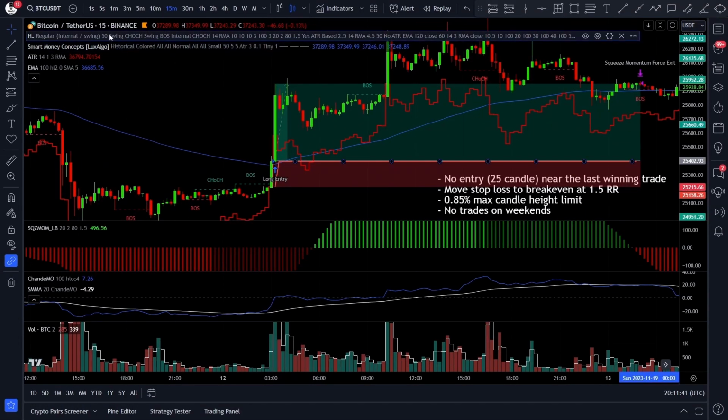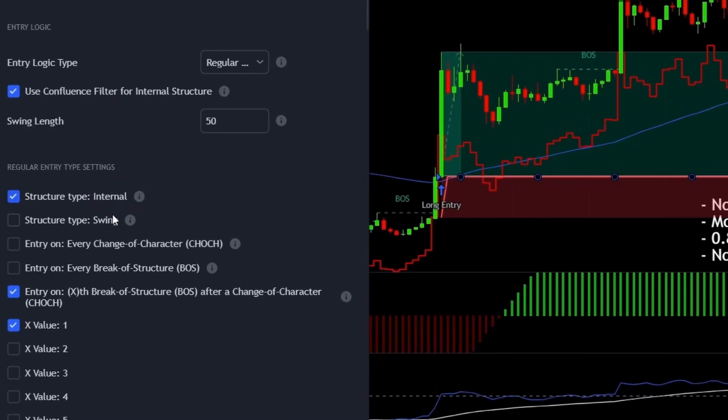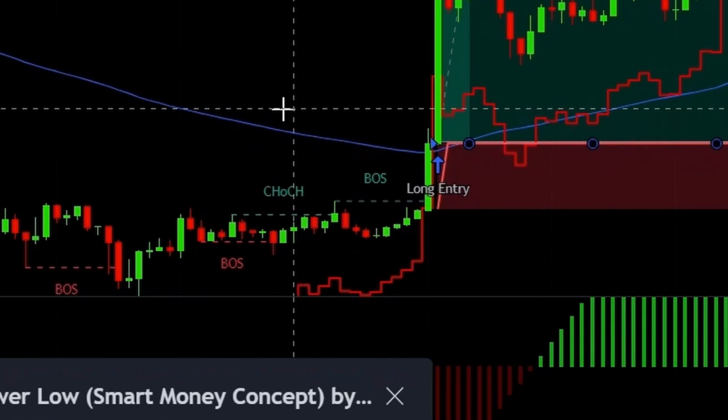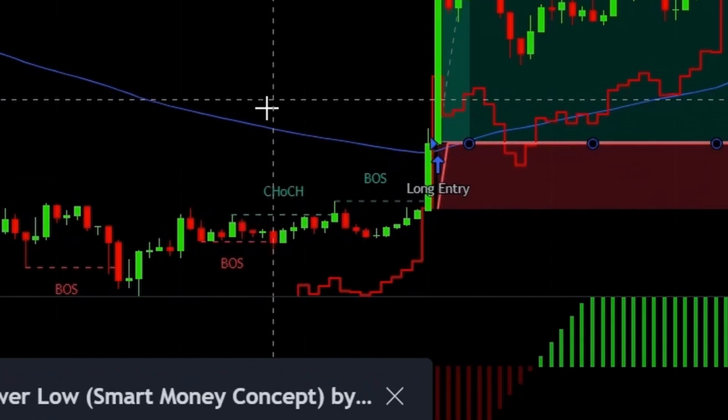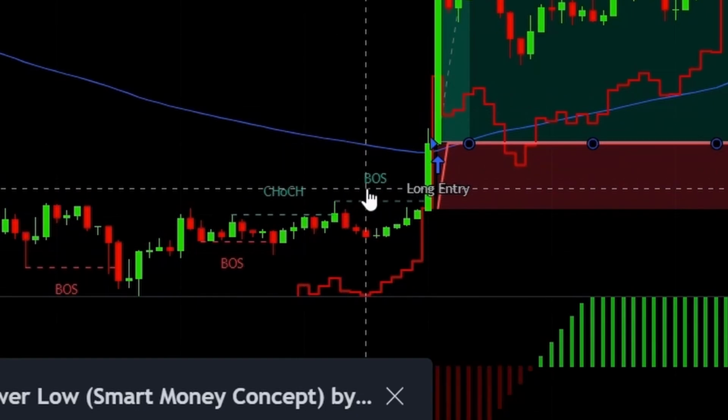Okay, now let's open up our script and see what we set up there. For this optimization, we are only using internal break of structures. We will enter on the Xth break of structure point after a change of character has occurred, and the X value is set to 1. So basically we will only enter into longs if this setup occurs: a bullish change of character followed by a bullish break of structure.